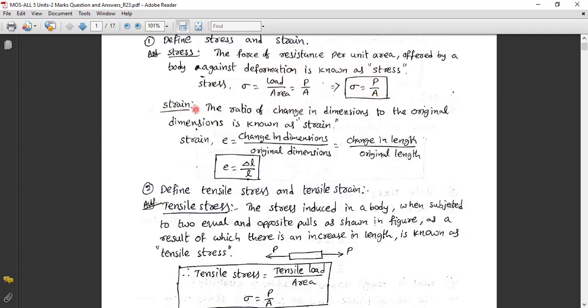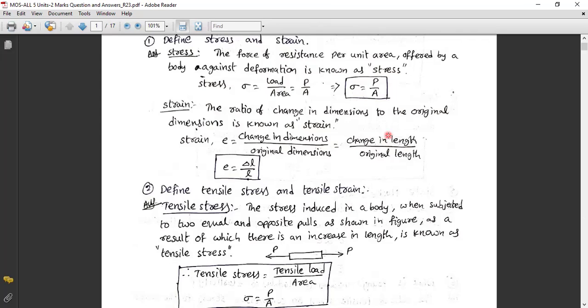Now define strain. As per the definition, the ratio of change in the dimensions to the original dimensions is known as strain. In stress, you are talking about force per area; in strain, you are talking about dimensions: change in the length, the breadth, the diameter. Any dimension, for example length, breadth, depth, compared to the original dimension is known as strain.